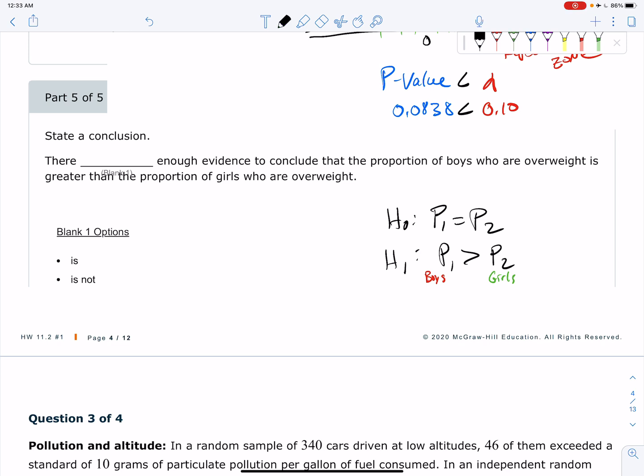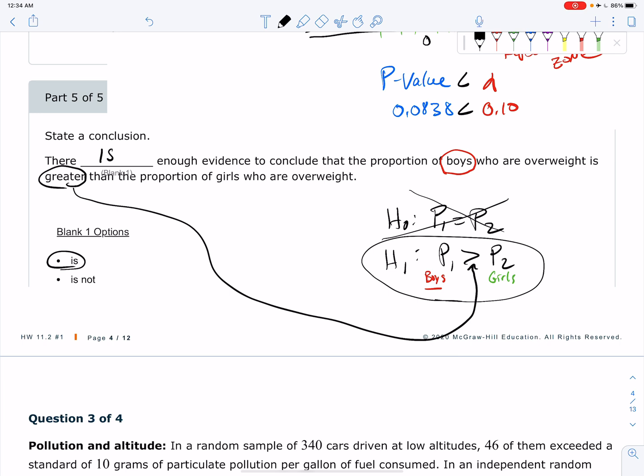So we rejected the null, and we're going to go with the alternate. There is enough information or evidence to conclude that the proportion of the boys who are overweight is greater than, and you can see the language matching up with my notation, is greater than the green girls, is greater than the proportion of girls who are overweight.